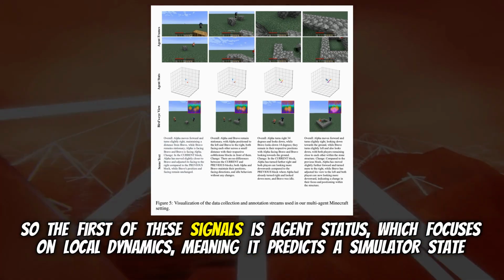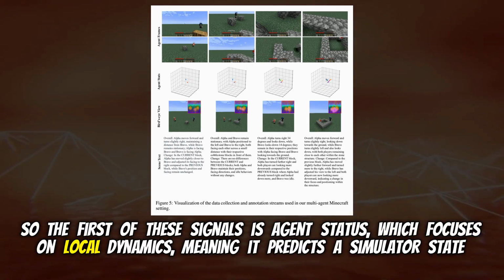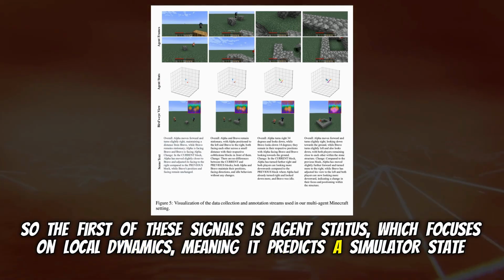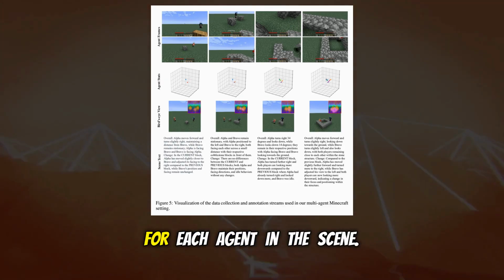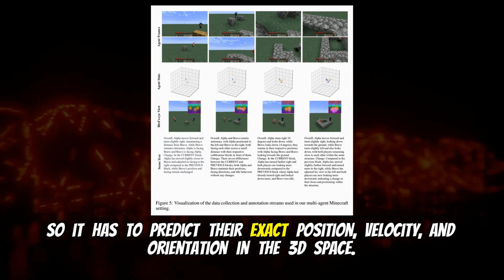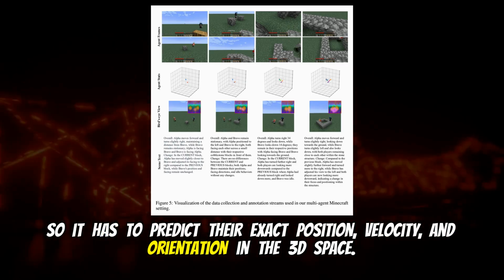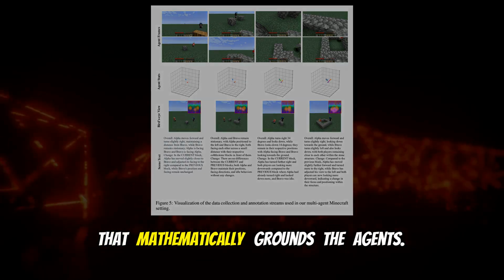So the first of these signals is agent status, which focuses on local dynamics. Meaning it predicts a simulator state vector, right? Right, for each agent in the scene. So it has to predict their exact position, velocity, and orientation in the 3D space. That mathematically grounds the agents.